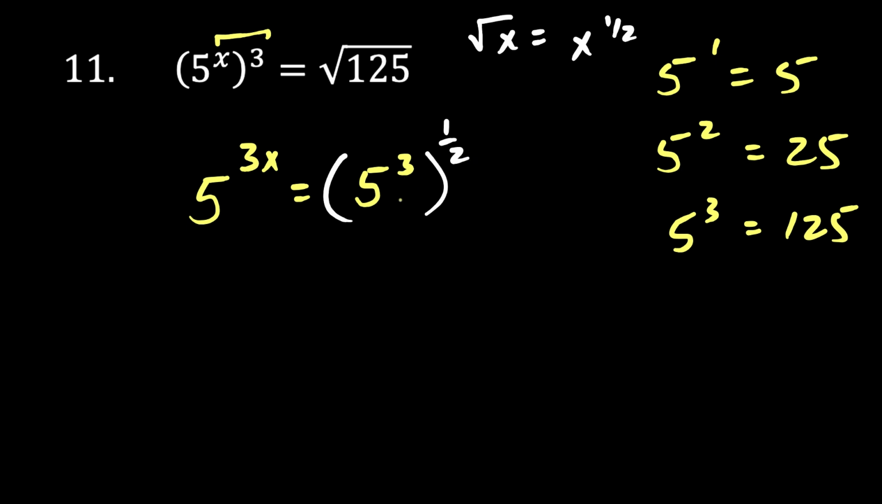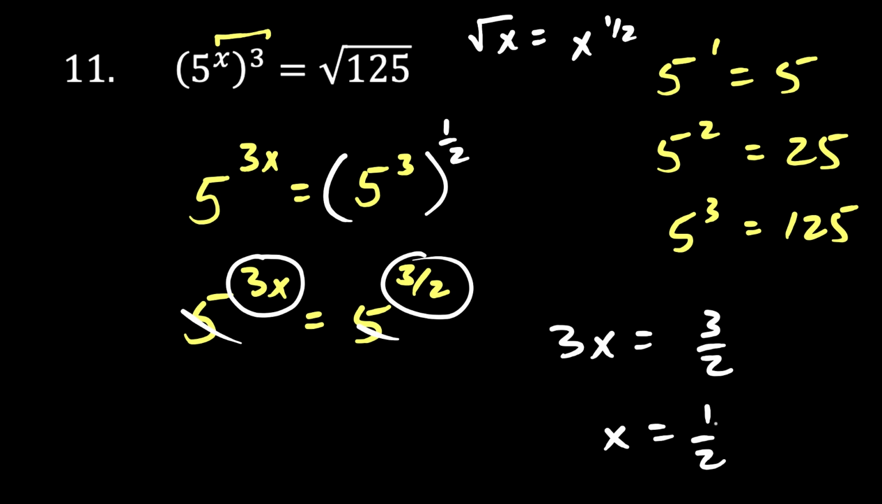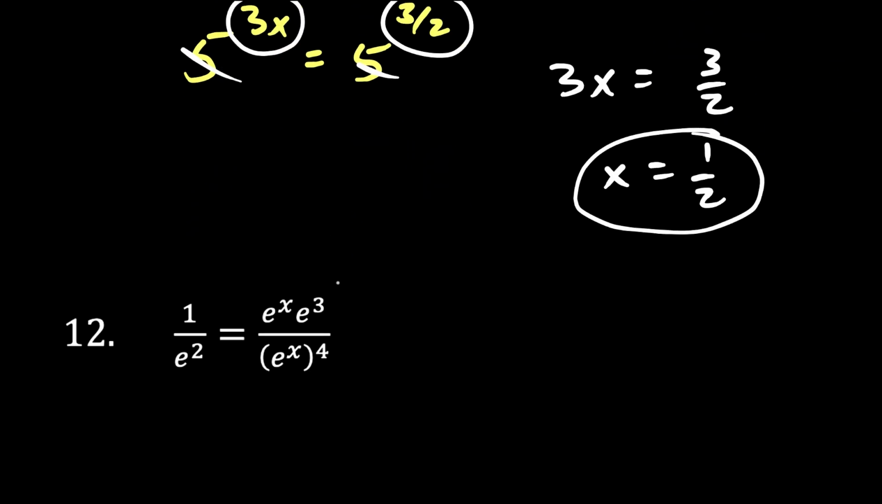So power to a power, again, we can multiply. We get 5 to the 3x equals 5 to the 3/2. So we have bases matching up, and we can set the exponents equal to each other. 3x equals 3/2. Divide both sides by 3, so x is equal to 1/2. And yes, there are other ways we can solve this. Another way to get rid of the square root is you could have squared both sides and applied the rules that way. So you do have other options.